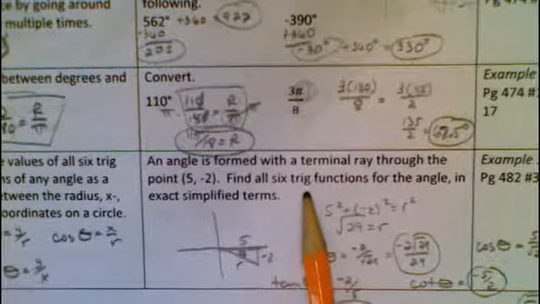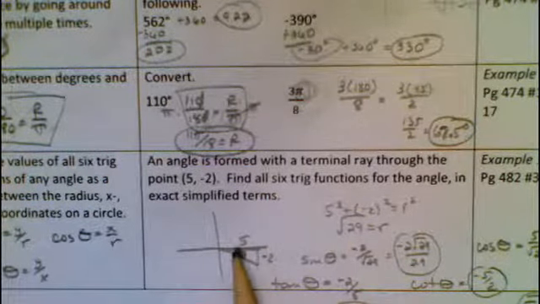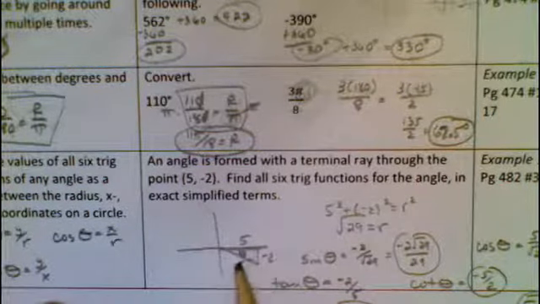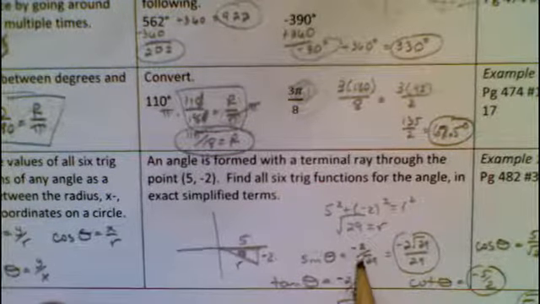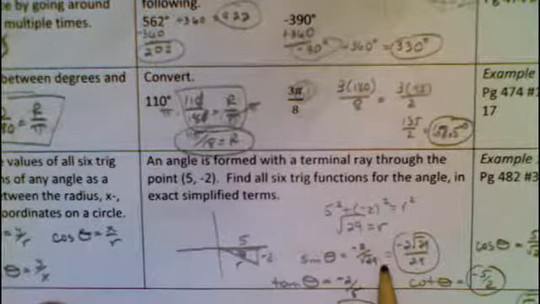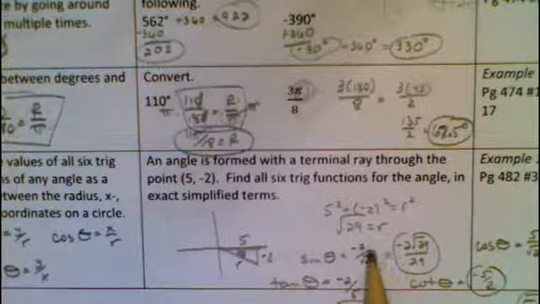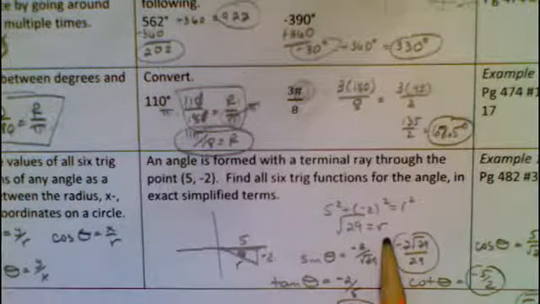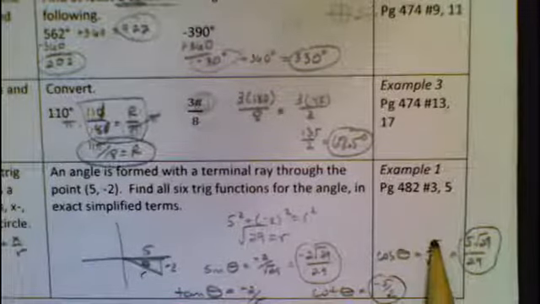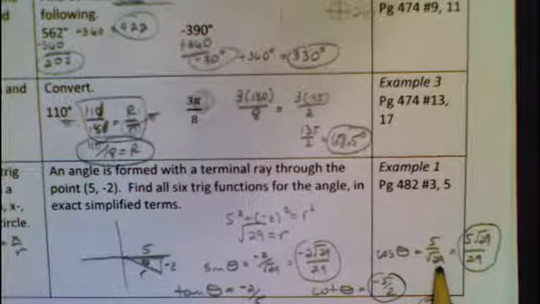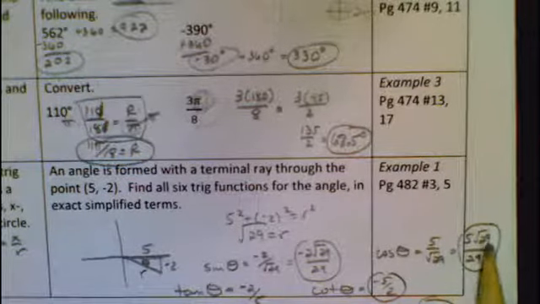So then it says you have to find all 6 trig functions in exact form. In other words, you aren't using your calculator. So when I take the sine, I'm going to take the opposite over the hypotenuse, or y over r. And I need to rationalize that denominator, so I multiply by radical 29 over radical 29. So I get 2 radical 29 in the numerator and 29 in the denominator. I didn't show that step because I was running out of room, but I just multiplied by the square root of 29 over the square root of 29. The cosine is the adjacent leg, or x, over the hypotenuse. So x over r. Again, if I multiply by the square root of 29 over the square root of 29, I get 5 square root of 29 over 29.